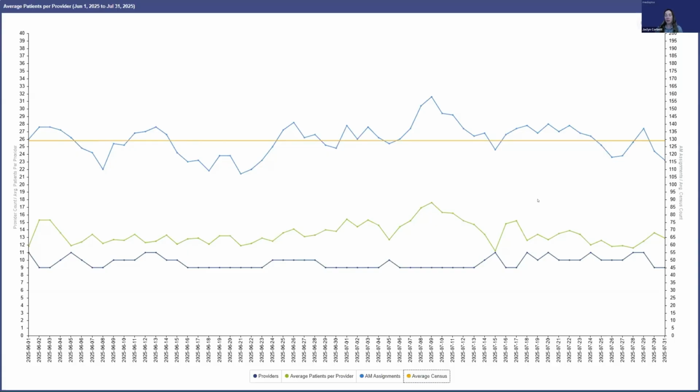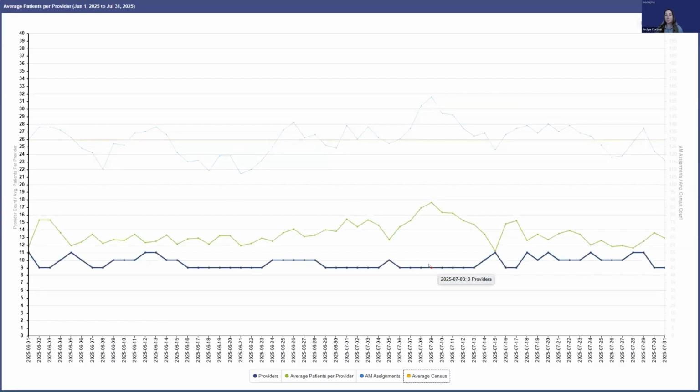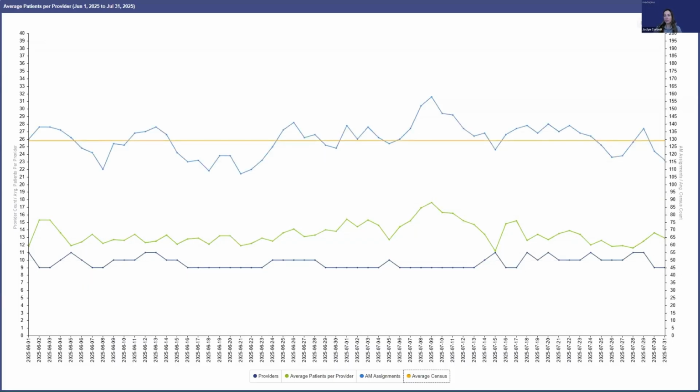So to go a little deeper, you have your assigned patients. So for example, we have 158 patients. You have your 9 providers who are on schedule that day. And then for the assignments, you would have that average of 17.6 patients per provider.